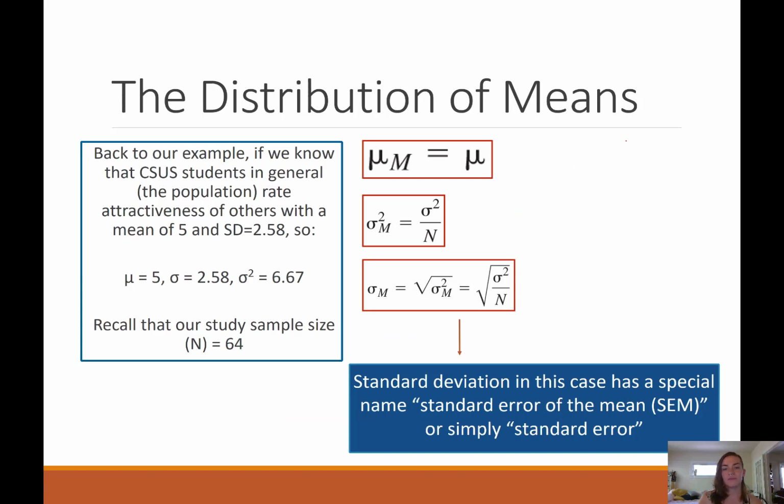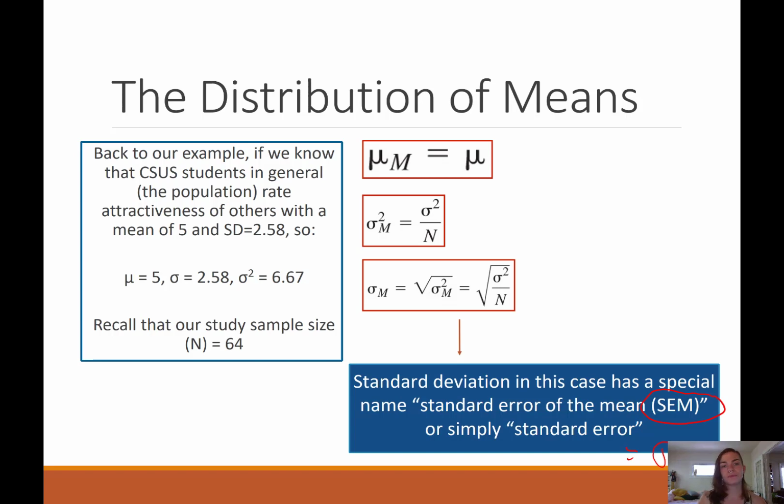In this case, the standard deviation has a special name. It is the standard error of the mean, which sometimes you'll see called the SEM, but often we call it just the standard error. So sigma sub m is the standard error. From now on, if you hear me referring to the standard error, I'm talking about sigma sub m.